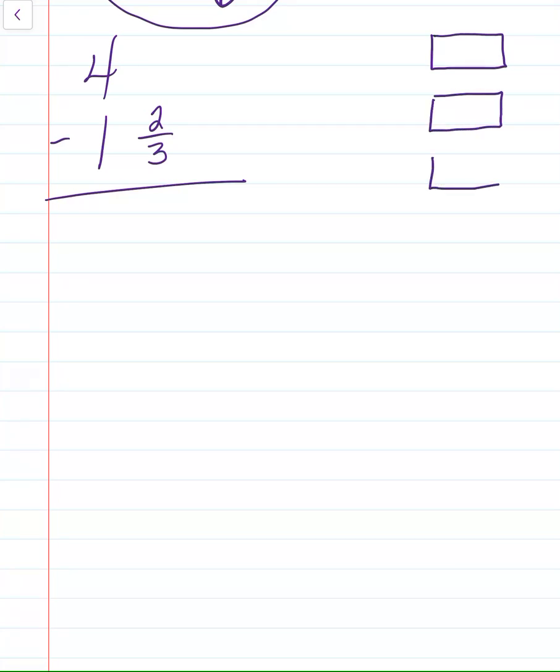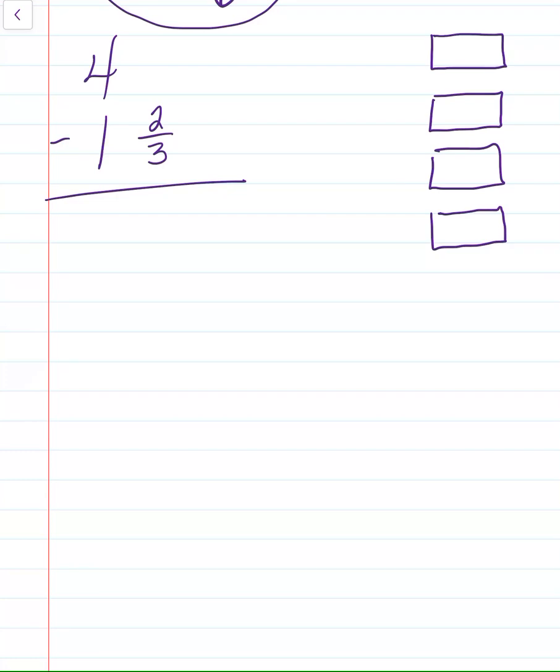Okay, and I'm going to kind of give a picture example with this one, okay? So let's say that I had 4 candy bars and my friends and I ate 1 and 2/3 of those candy bars. Okay, so I'm just going to draw a little picture here. 4 candy bars. 1, 2, 3, 4. I'm trying to make them about the same size. Okay, because, when we're dealing with fractions, they should be the same size. Now I'm going to take away 1 and 2/3.